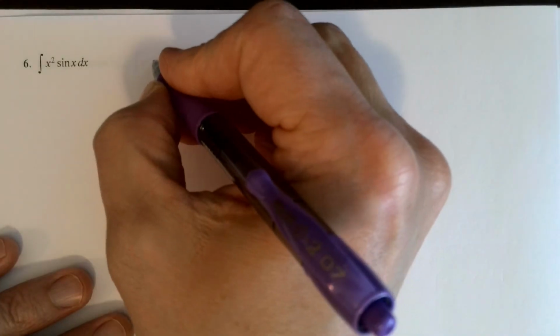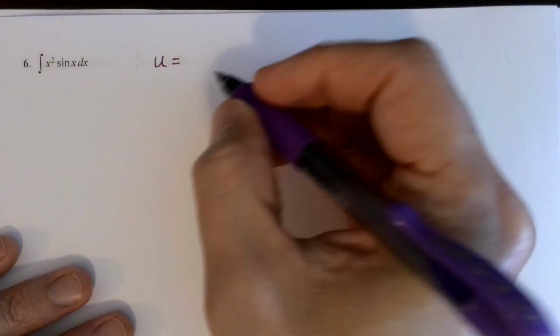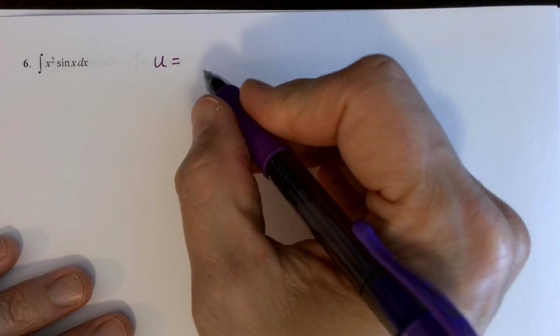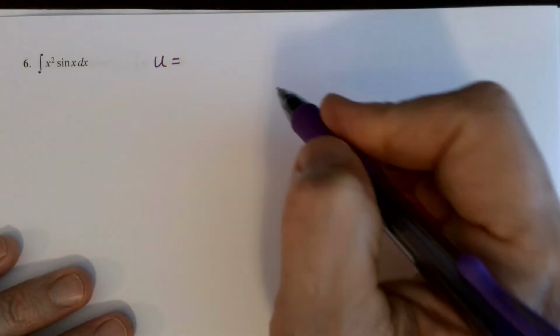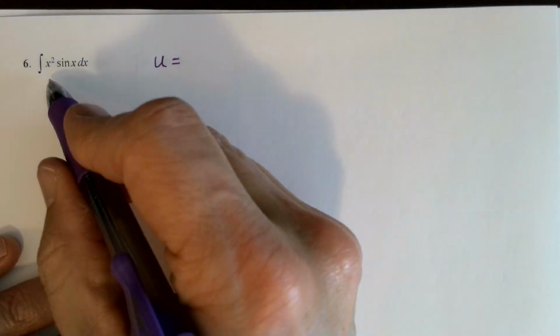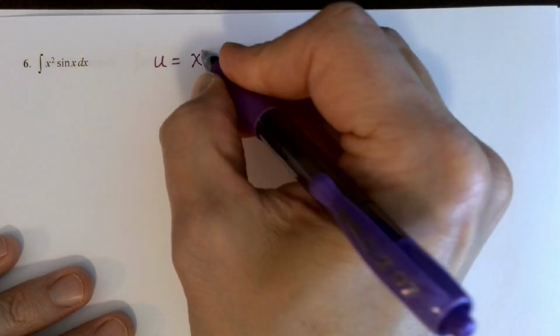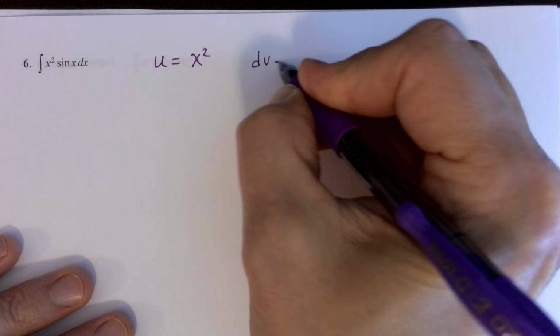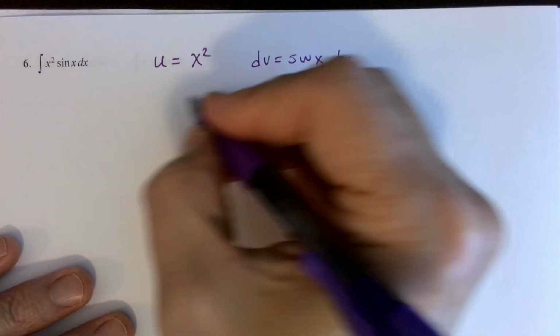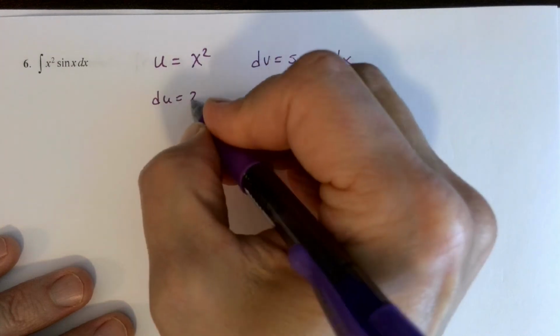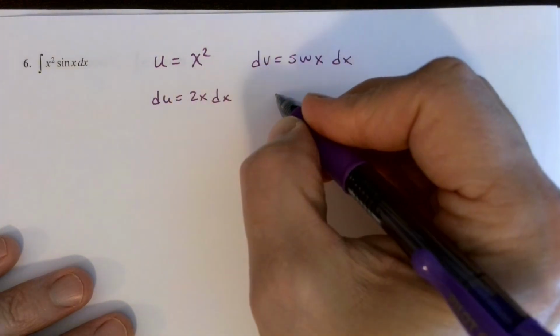So no, we're going to use integration by parts. We're going to choose our u by LIATE. L is log, no log function. I is inverse trig, no inverse trig. A is algebraic. Yes, there's algebraic, and that is x squared. The dv is everything else. Okay. So my du, the derivative, is 2x dx.